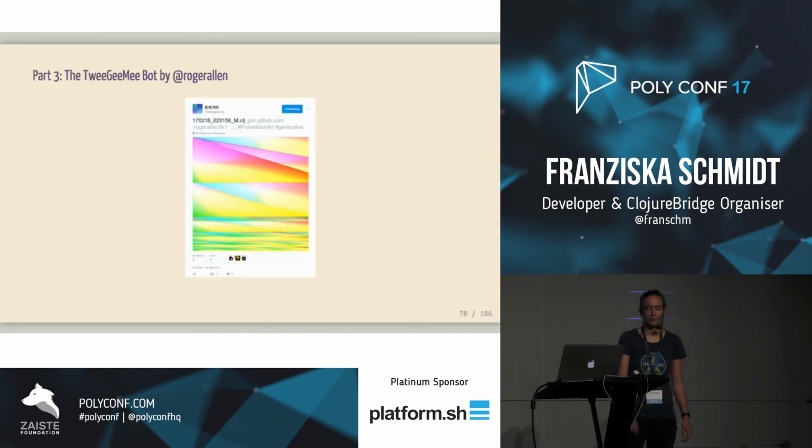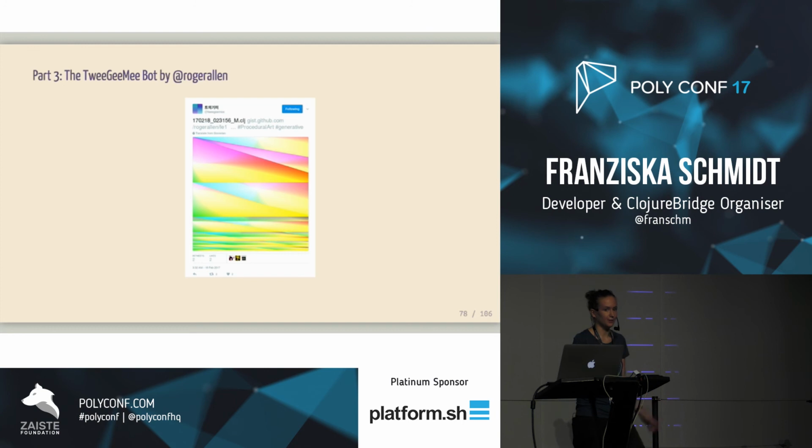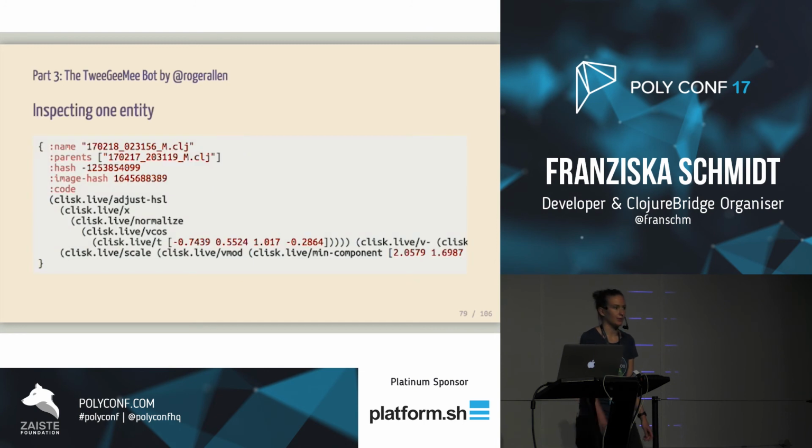So here's what an example tweet could look like. We have the picture that's generated, and it's still live. You can follow it on Twitter and get nice images in your timeline, which I like to do. And then there's some info in the tweet, like the name of the file, and there's a link to a gist. If you click on that link, you will get to something like this.